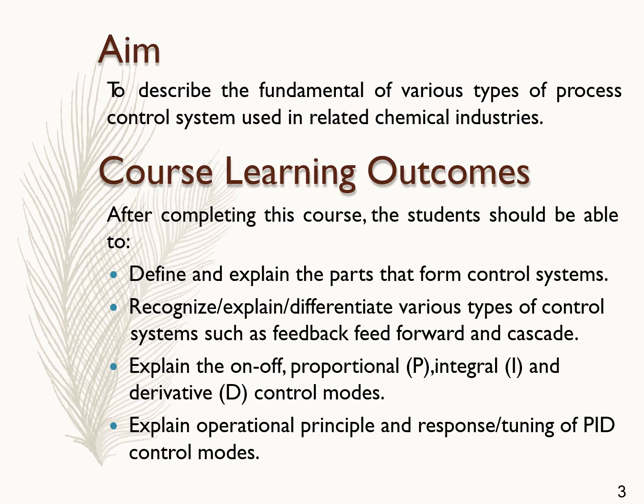Okay, now we are moving on to the aim of this chapter 1. The aim is to describe the fundamentals of various types of process control system used in related chemical industries. So what is the course-learning outcome?